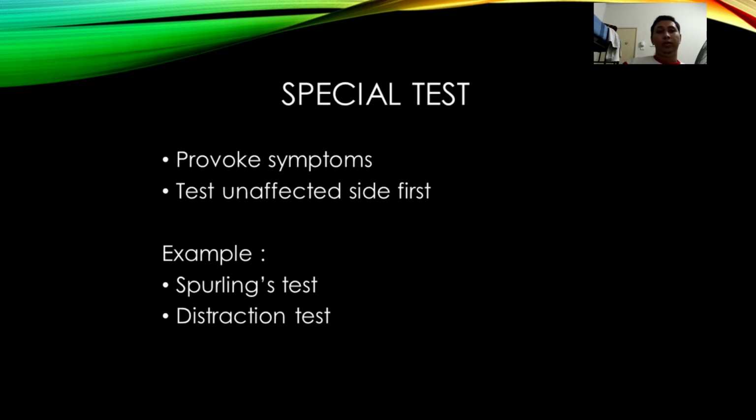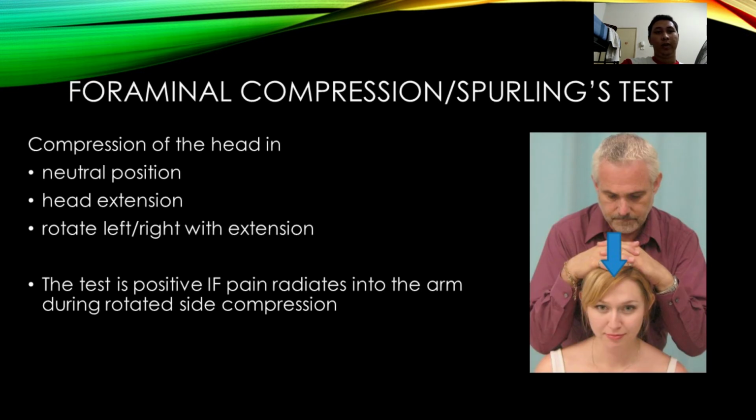Then there is also a special test to provoke the patient's symptoms. This test begins by testing the unaffected side first. We will be looking at two examples of this special test: one is the Spurling test and the other is the distraction test.